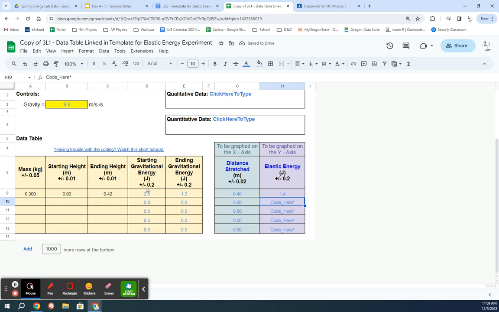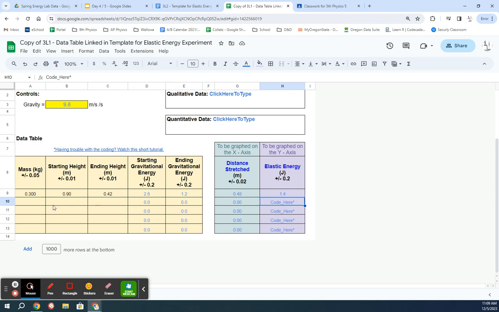So we started with 2.6 units of energy. At the very bottom, 1.2 of those were gravitational still. The other 1.4 was elastic. So that's where our energy went.